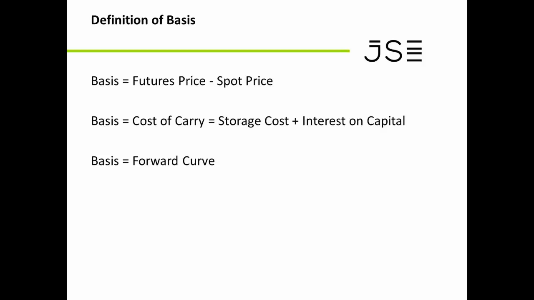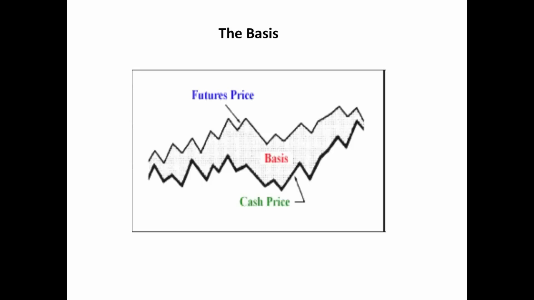We also have a common term for basis, which is the forward curve. Depending on which market you trade, some people feel comfortable using different terminologies, but in essence it's just the difference between your futures price and your spot price. I thought it would be good to show you a graphical representation. This is just a theoretical abstract.